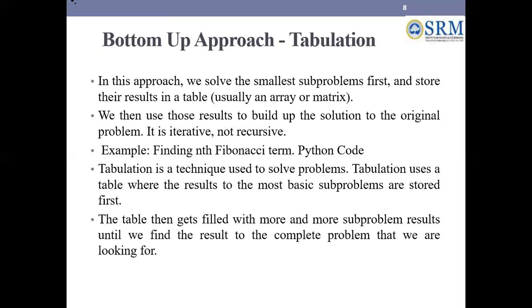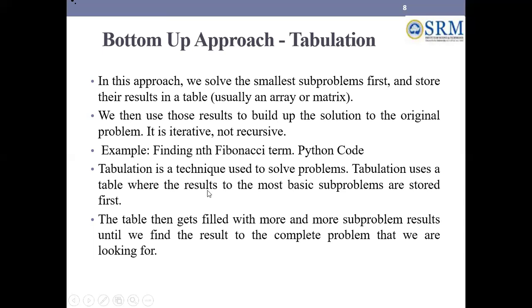Next one is the bottom-up approach, the tabulation method. In this approach, we solve the smallest problem first. Here, we are coming from the base case to the problem case. So, solve the subproblem first and store the results in a table, usually an array or matrix. We then use the results to build up the solution to the larger problems. It's an iterative approach, not a recursive approach. We are using the solution of the base case for the next level and finding the nth term in the Fibonacci series. We will see the Python code on the next slide.